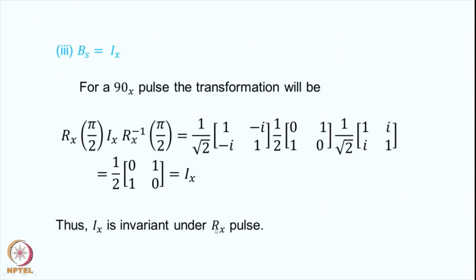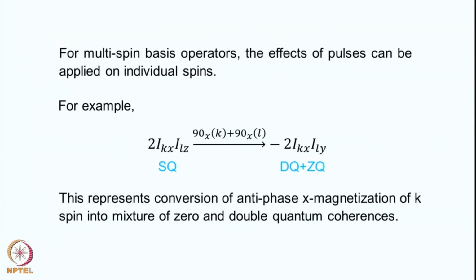So intuitively one would have imagined that you have put the magnetization along the same axis and you are applying a rotation around that axis and it should not move in principle.